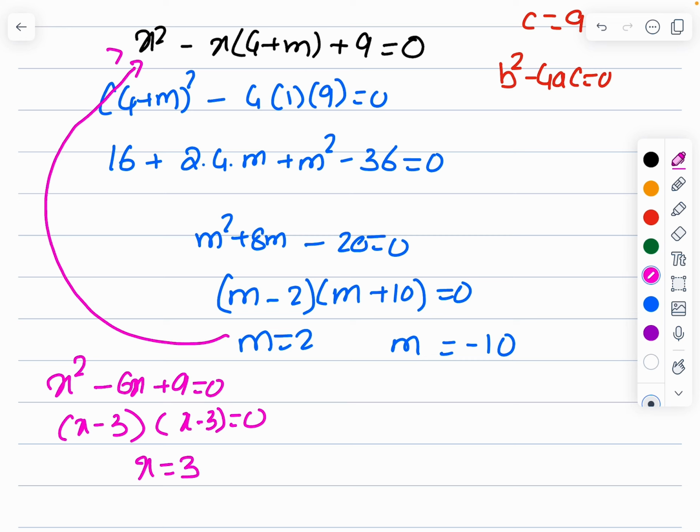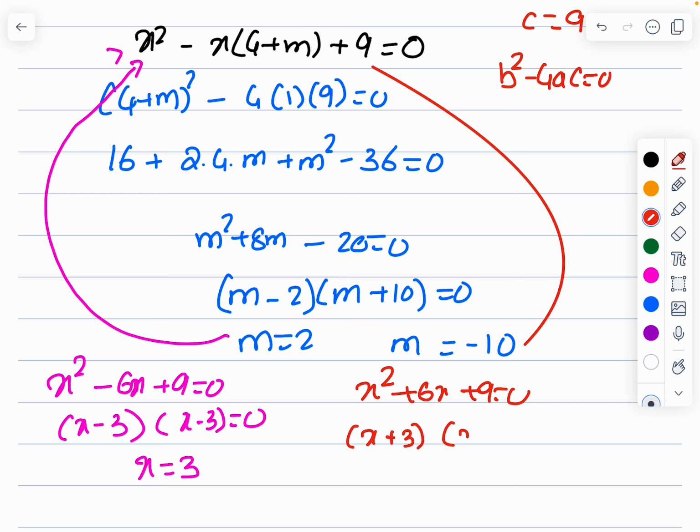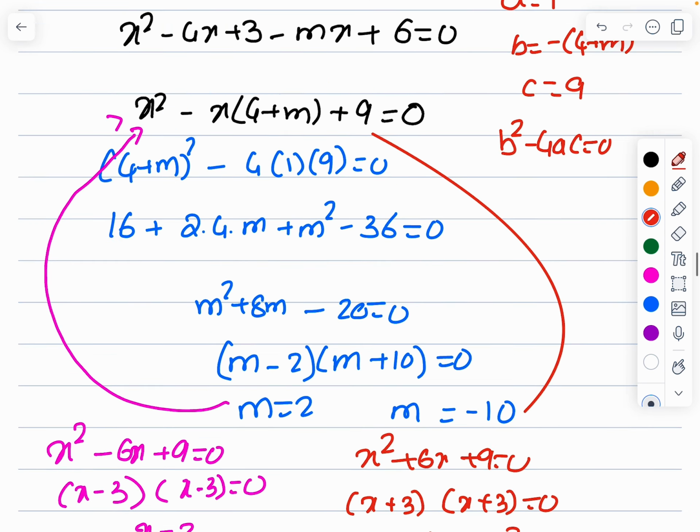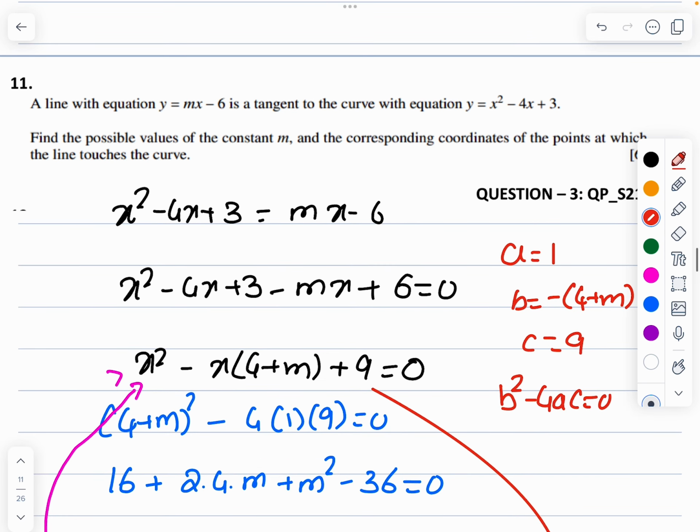Now what can I do? I can plug in the other m value over here also. So if m equals negative 10, it becomes x square plus 6x plus 9 equals 0. This becomes x plus 3 times x plus 3 equals 0. So x value is going to be negative 3. So I got x value as positive 3 and x value as negative 3. But I still require the coordinates. I want the values of y also.